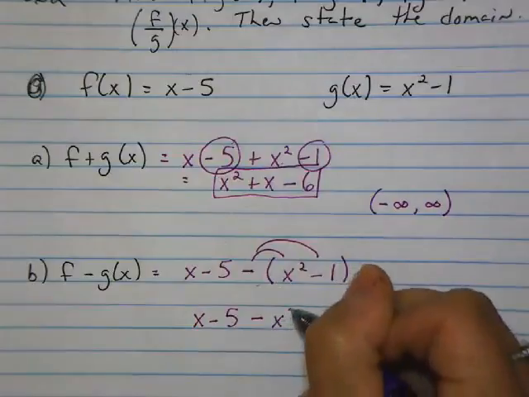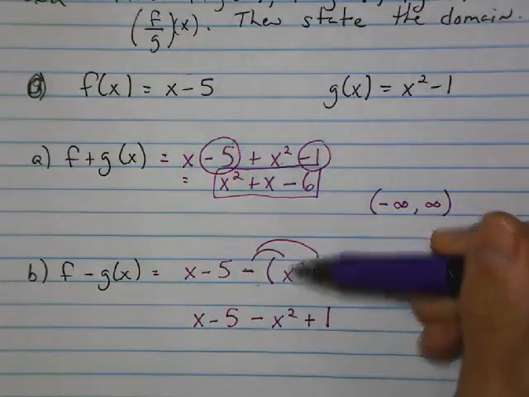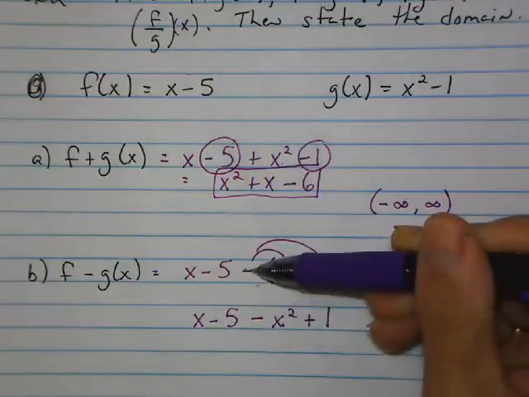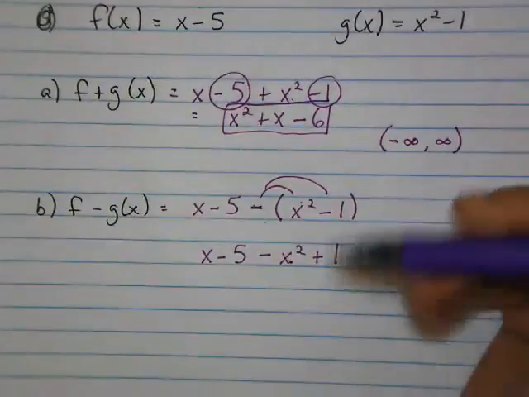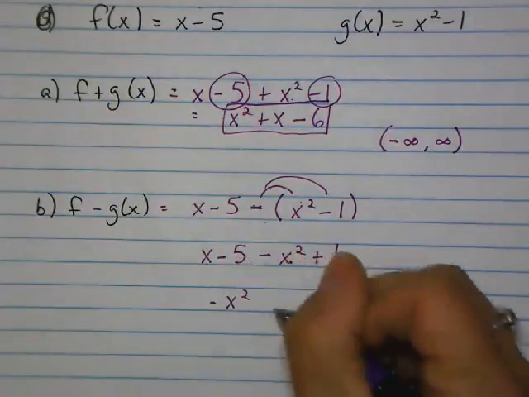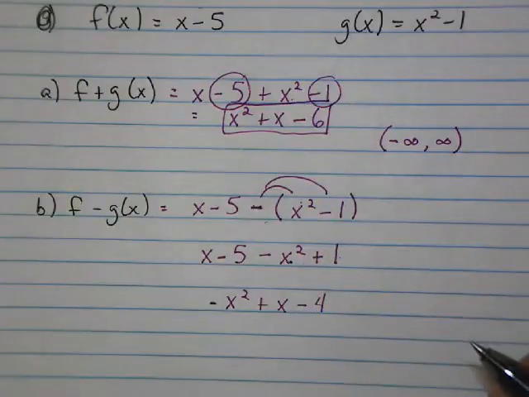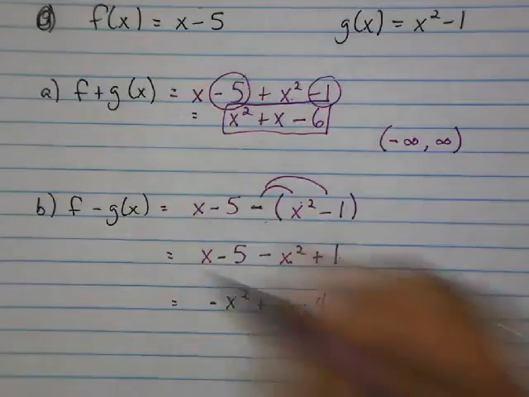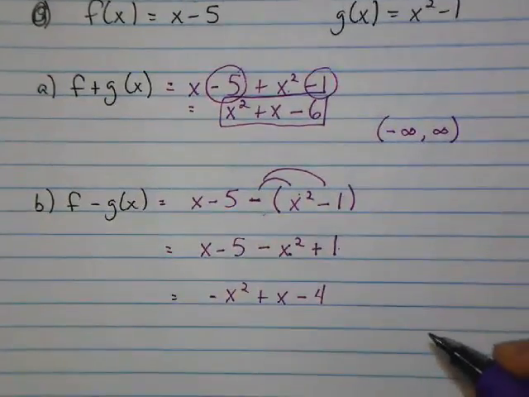Right? Because a negative times x squared is negative x squared. Negative times a negative 1 is positive 1. And now I just go ahead and combine my like terms. So I have negative x squared plus x minus 4. Okay? Again, do I have a square root? No. Do I have a denominator? Nope. So my domain is negative infinity to infinity.